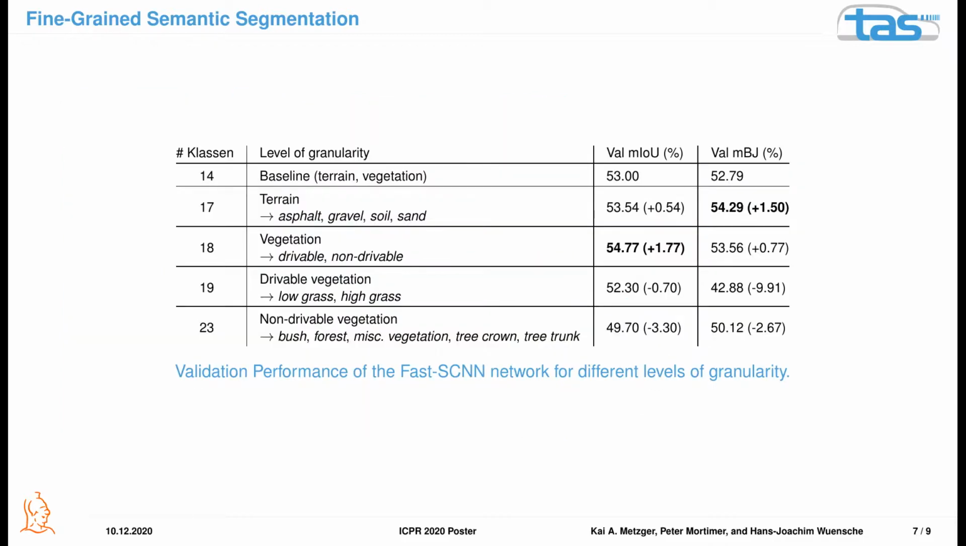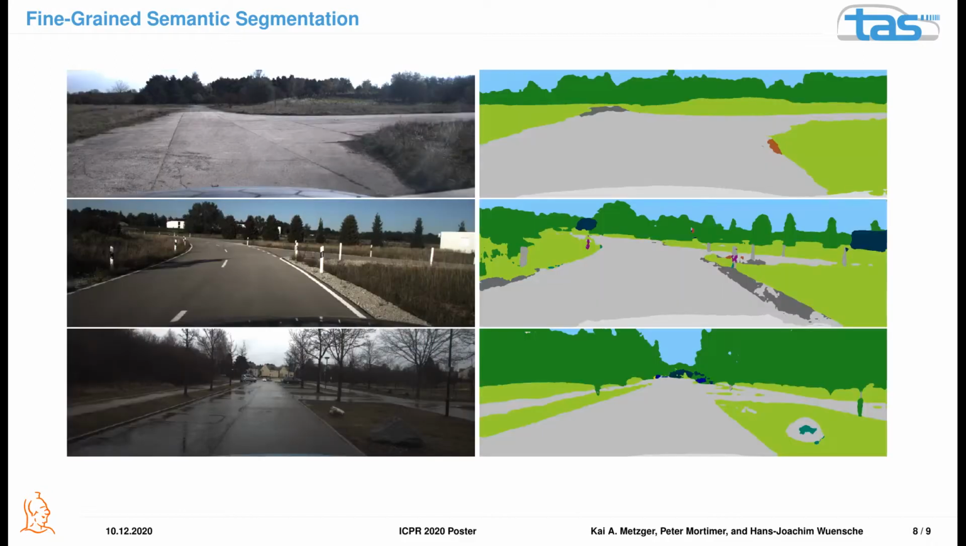Our first experiments have shown that the scene segmentation performance deteriorates at some point when the granularity has become too fine. This is clearest for classes that are visually very similar, such as low and high grass or bushes and tree crowns. Here are some qualitative results of the fast SDNN network on our test dataset. This network was trained on the 17-class distribution where the vegetation is separated based on its drivability.